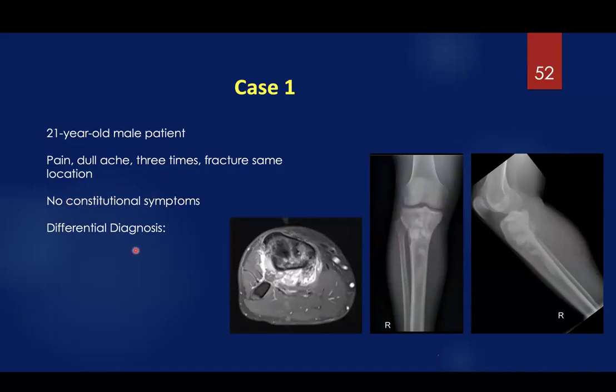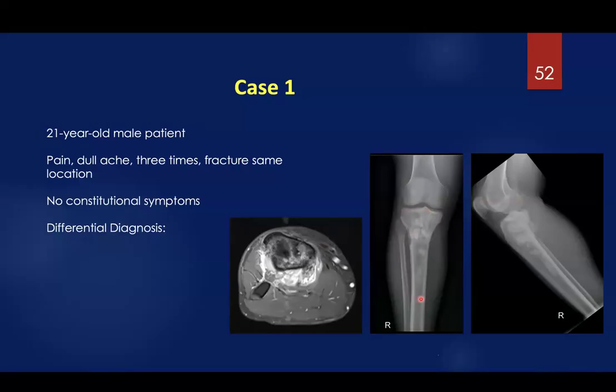And the issue is that this patient went to many orthopedic surgeons. They put a cast on him. They treated him as just a fracture. And this ossification, nobody paid major attention to it. This patient had a fracture three times. And so what is your differential diagnosis?